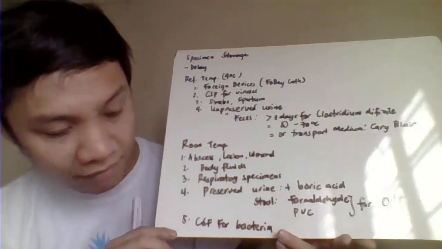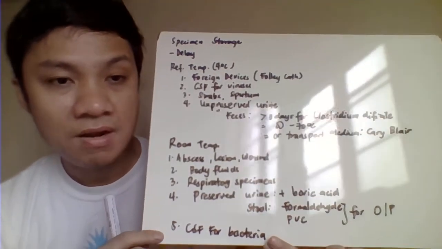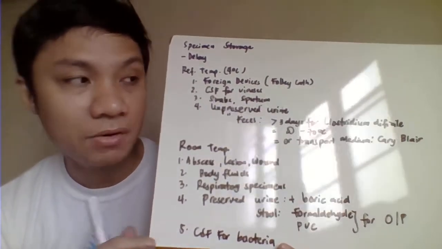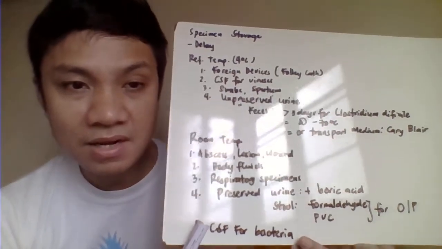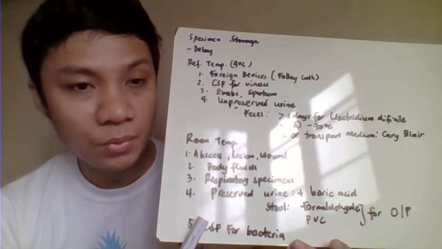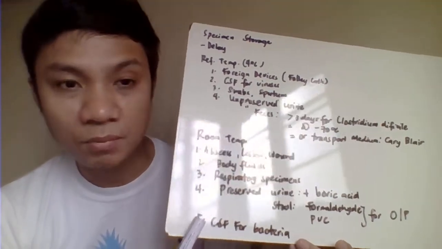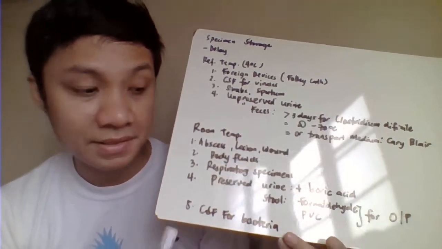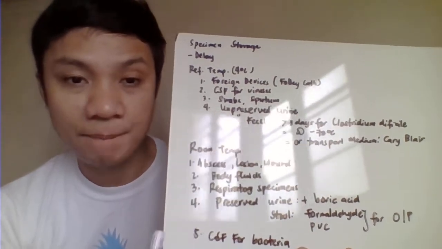Then we have the CSF for identification of bacteria in the CSF. But if the CSF is our sample for identifying a virus, then it should be refrigerated. But just like when you're identifying your Mycobacterium tuberculosis, the CSF in the case of Mycobacterium tuberculosis, or either the causative agent of your pneumonia, meningitis, then it should be at room temperature, which are your bacteria.